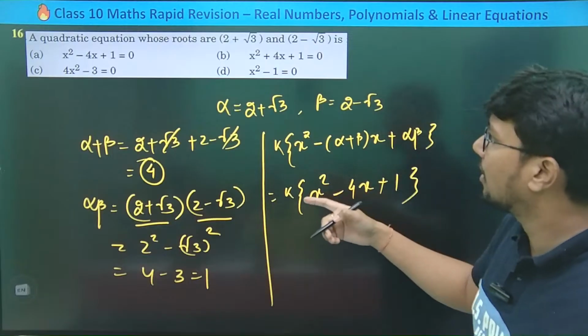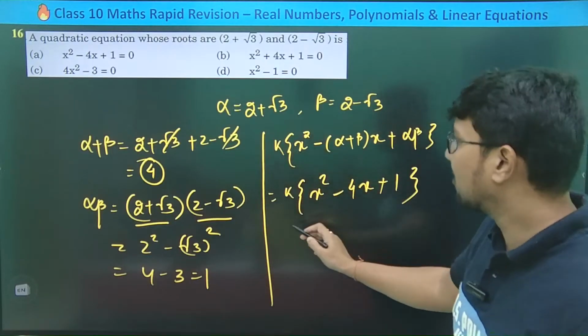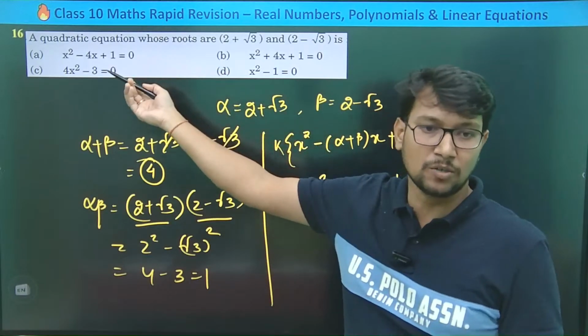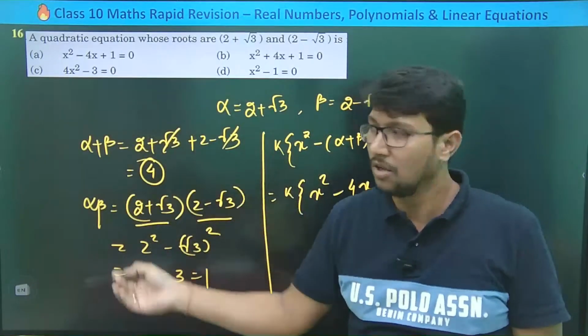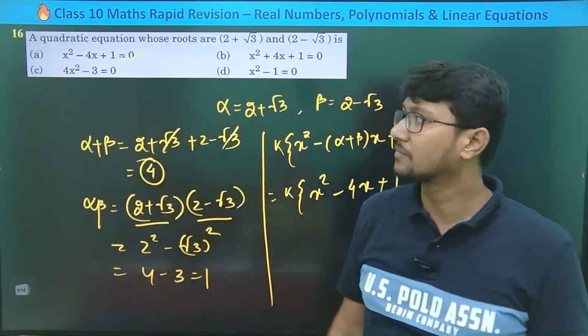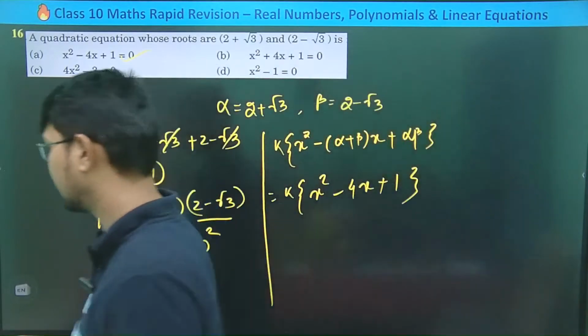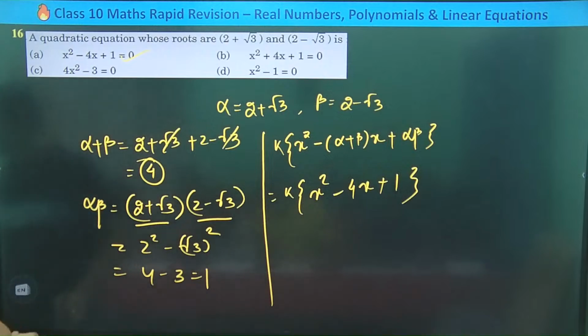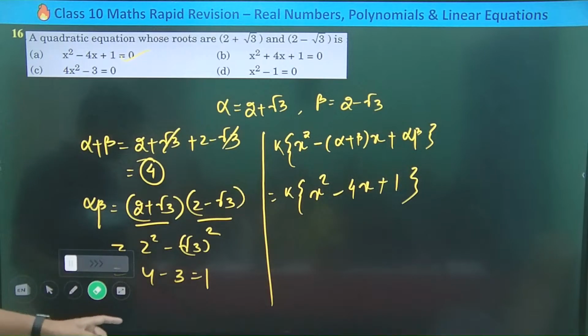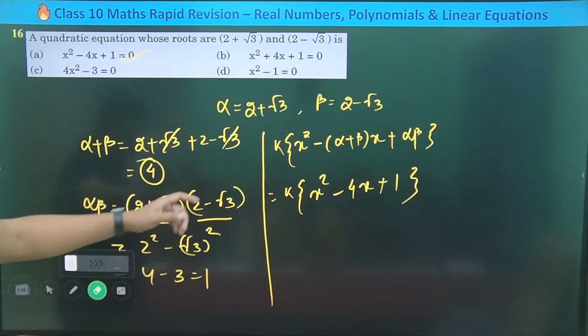So that means what it is asking is the quadratic equation. Quadratic equation is formed by equating with 0. So which one is the correct answer? Okay, done. Very good. Is everyone done? Over.